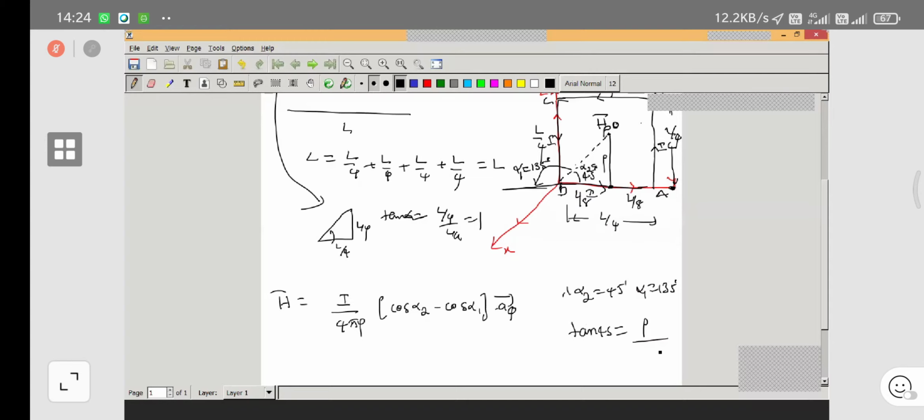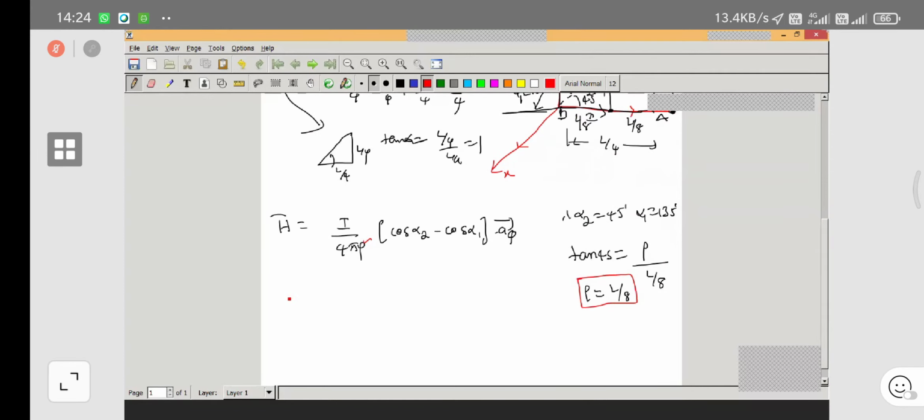This is L by 8. Tan 45 is equal to 1. So what is rho? Rho equal to tan 45 times L by 8, equal to L by 8. Just keep it in mind. We are using rho equal to L by 8.